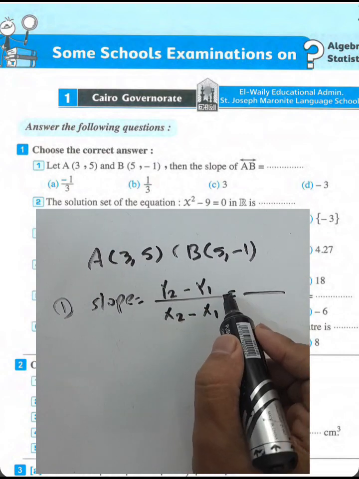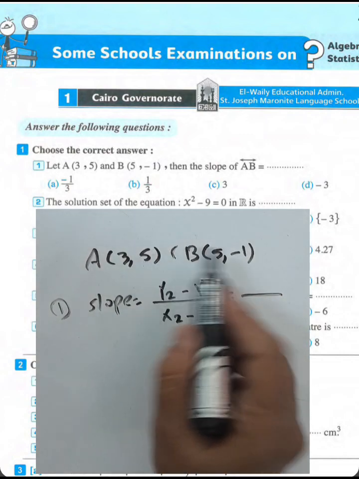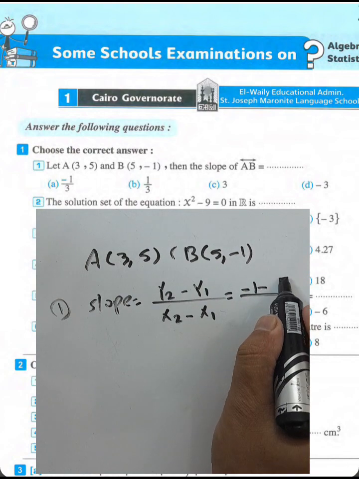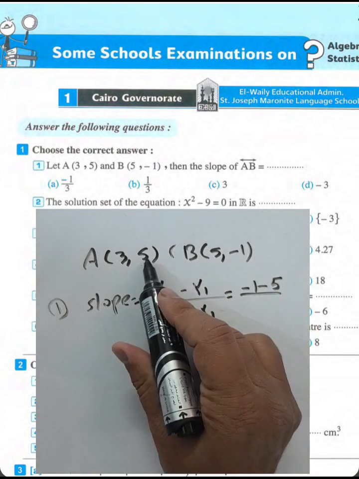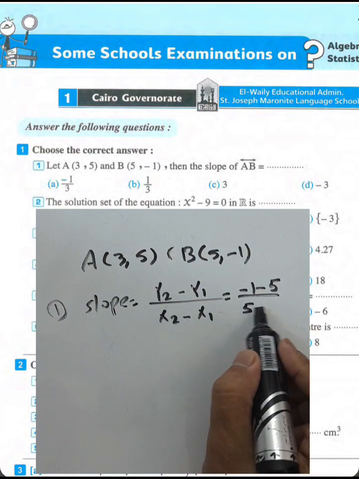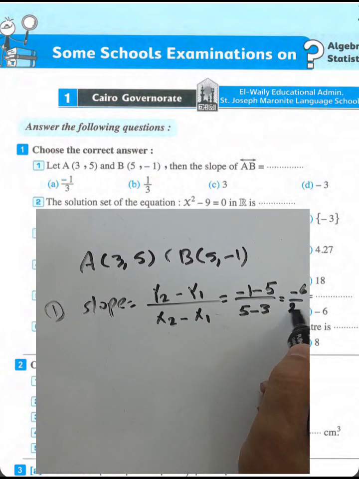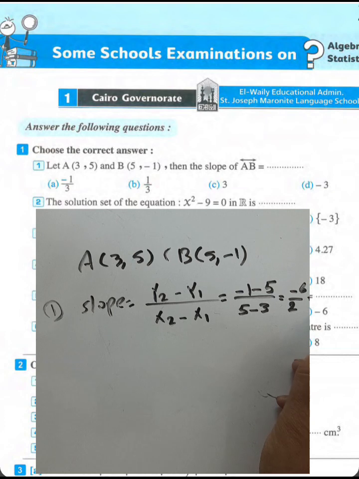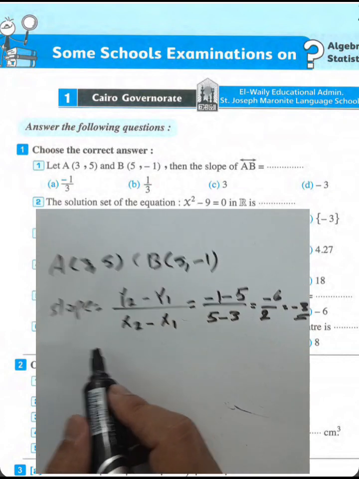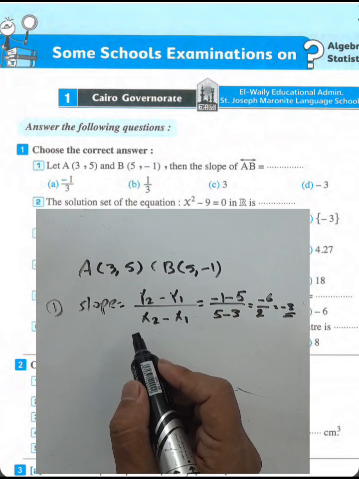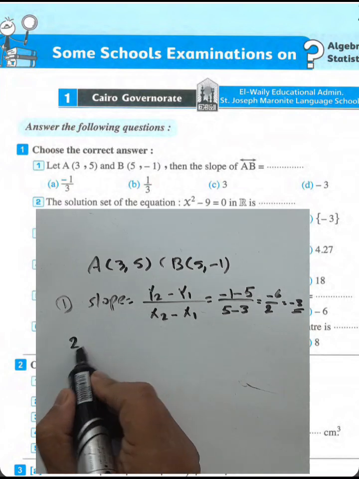We can find the difference y2 minus y1, -1 minus 5, and x2 minus x1, 5 minus 3. -1 minus 5 is -6, and 5 minus 3 equals 2, then the result will be -3. Then the slope here will be -3. Choose letter D. Question number 2.